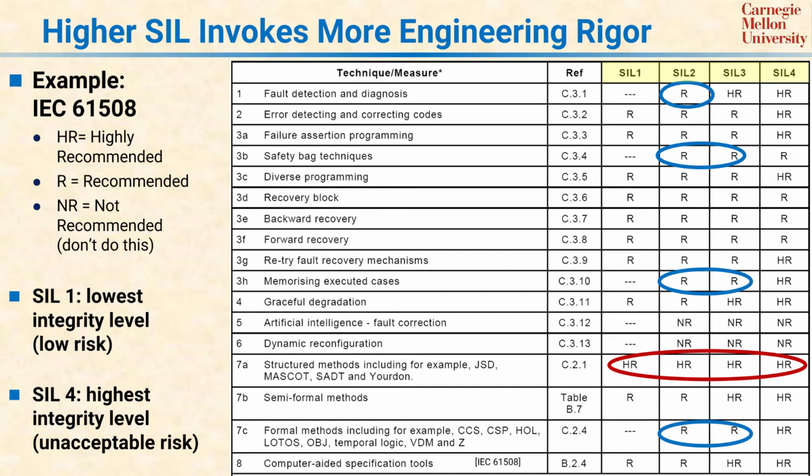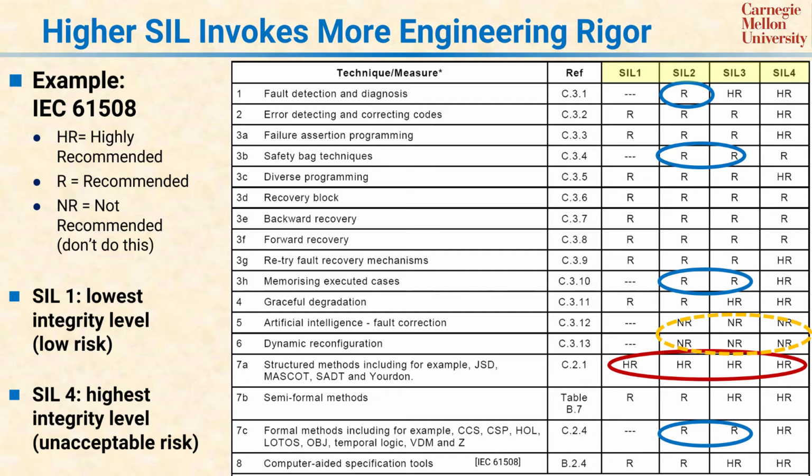It is interesting to see that the use of artificial intelligence for fault correction and dynamic reconfiguration are forbidden starting at SIL 2. That's mostly because the system that is tested with these techniques is not going to match what the system in the field actually does due to the reconfiguration.